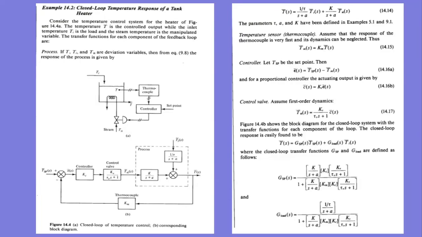So this is one of the examples for a closed loop system transfer function. For this question, the temperature is the control output, while the inlet temperature is the load, and the steam temperature is the manipulated variable. So this is the process flow diagram, and then this is the block diagram. So the equation will become like this.